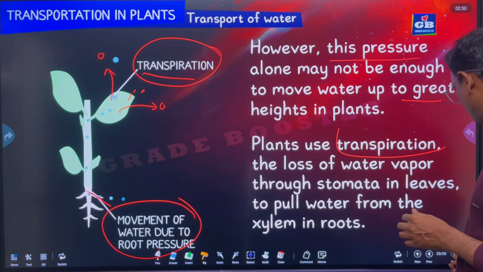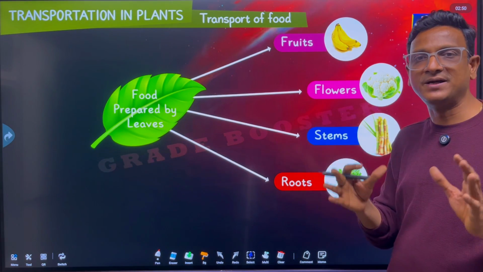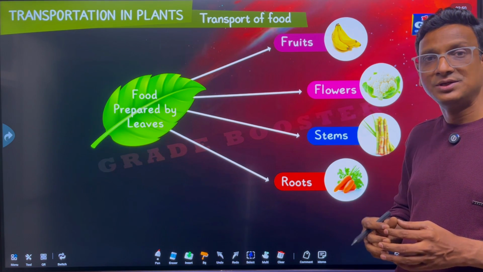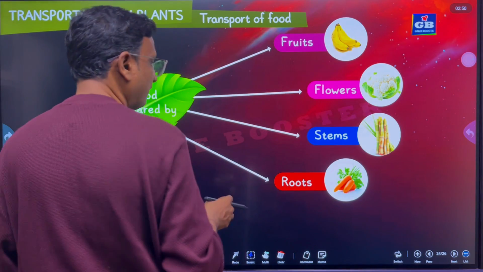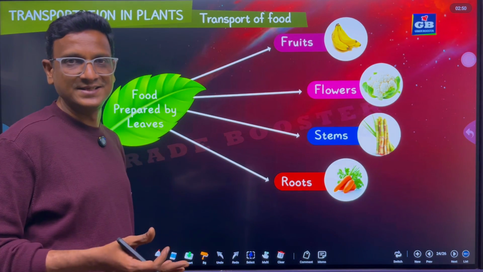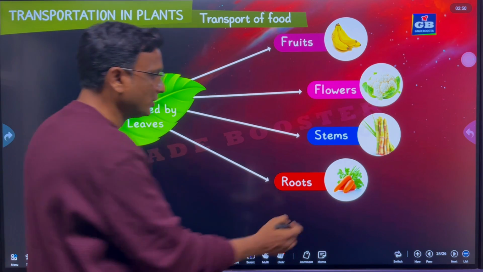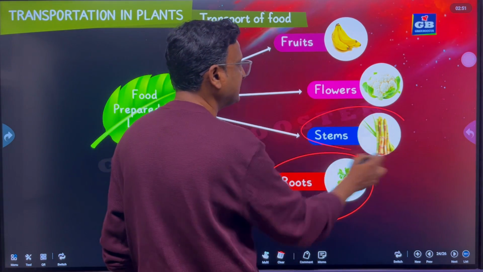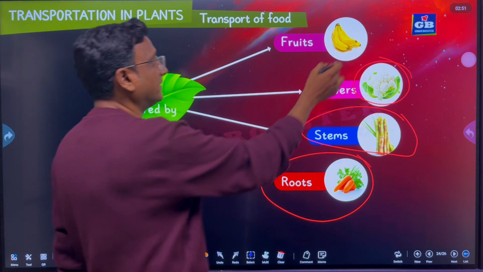Now let us see transportation of food. The food is prepared by leaves. You know the food is prepared in the form of starch and other compounds. These compounds are stored at different places. So they are to be stored. For example, if you see carrots, where is the food stored? We are eating the root because the food is stored at the root. So roots. In case of sugarcane, the food is stored at the stem. In case of cauliflower, it is stored in the flower, and fruits.